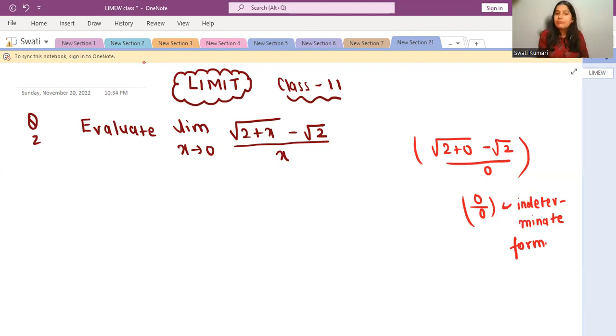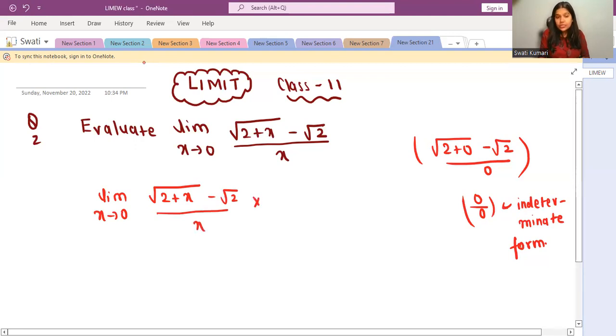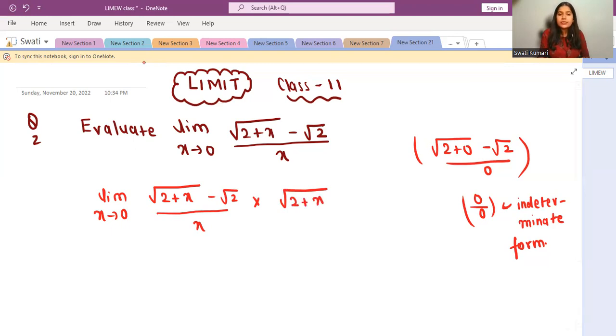That means we have to simplify this first. The best simplification here is rationalization. So I'm going to rationalize this. Limit x tends to 0. Of course, I'm going to rationalize the numerator here: root 2 plus x minus root 2, upon x. The meaning of rationalization is that we multiply and divide by the same thing, just reversing the sign. Here we have minus, so this will become plus. And of course, in the denominator, we do the same thing: root 2 plus x plus root 2.